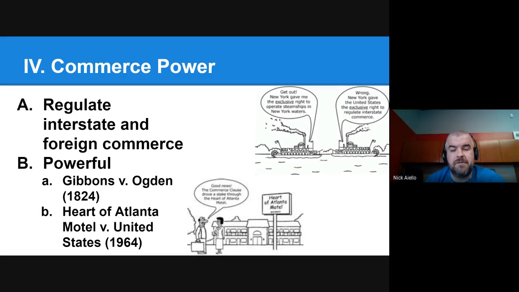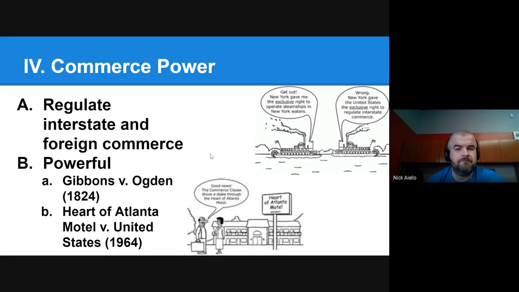So they were responsible for steamboating people across the river there, going into and out of the city. One steamboat company had the monopoly on it, and so what the national government came in and did is they said no one person can have a monopoly here. It travels across interstate waters, so as a result of that, nobody could have exclusive rights. New York gave the United States the exclusive rights to regulate interstate commerce.